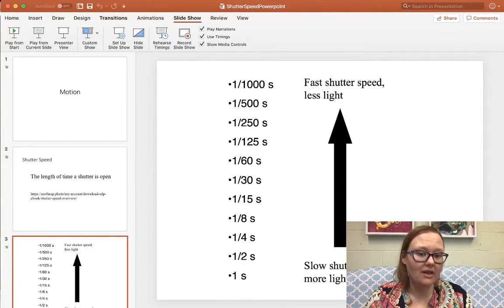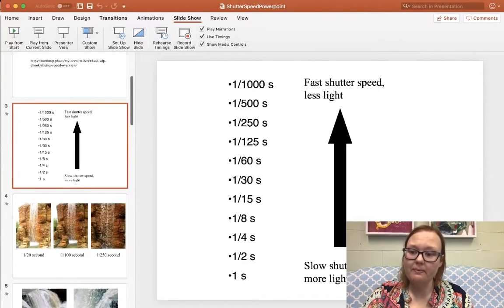On the other end, if I have a slow shutter speed, say a 5-second shutter speed, the shutter is open for 5 seconds and I have lots more light going in. Again, I might have to adjust my ISO to a lower setting.